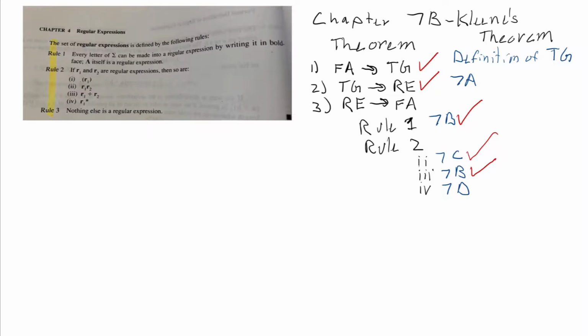Welcome to CS 320, where we're going to finish the proof of Kleene's theorem. We proved almost all of it except for this very last part, which says that if we have a regular expression, we can star it. So we need to prove that any finite automata can be starred.